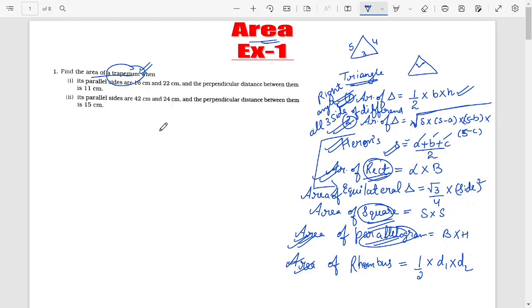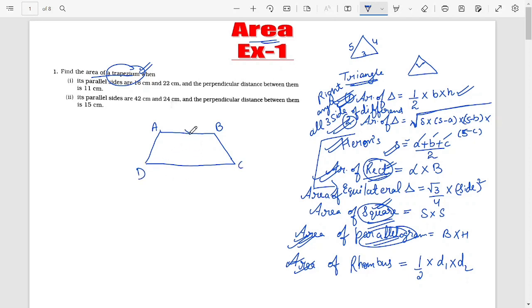A trapezium is a closed figure with four sides, but a square is also a four-sided closed figure, and a rectangle is also a four-sided figure. So what is the speciality of a trapezium? In the trapezium, out of four sides, one pair of opposite sides will be parallel. Opposite means आमने सामने की side. So let's say this is the trapezium ABCD.